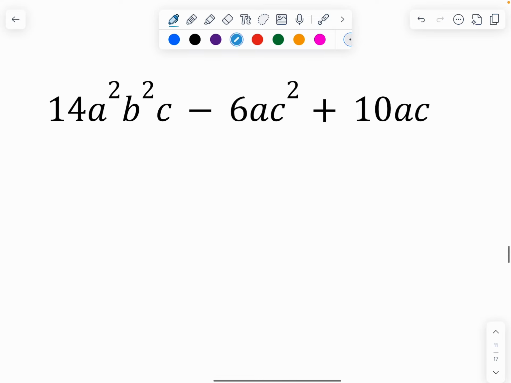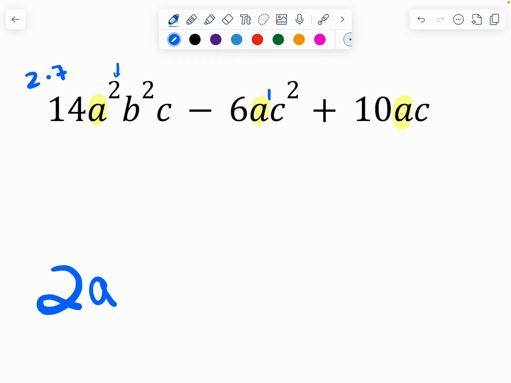Over here, they're all even numbers, so I know that 2 goes into it. This one is 2 times 7. 7 doesn't go into 6 and 7 doesn't go into 10, so 2 is the only number that we can take out. But if you notice, I have an A, an A, an A. So I know that A can come out, but this one has a 2, this one has a 1, so all we can take out is one of those A's. Then each one of them has a C in common, and the most C's they have in common is one.